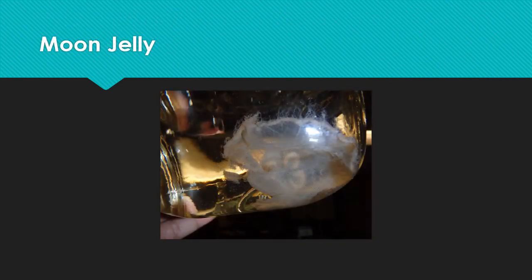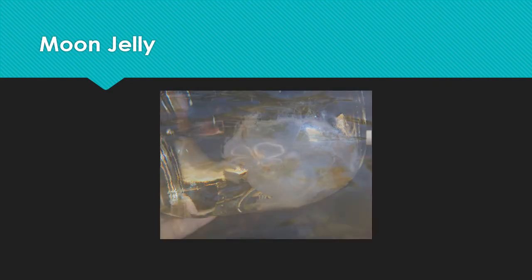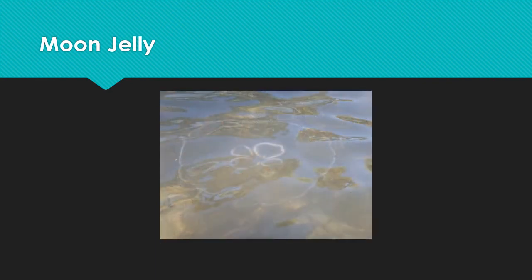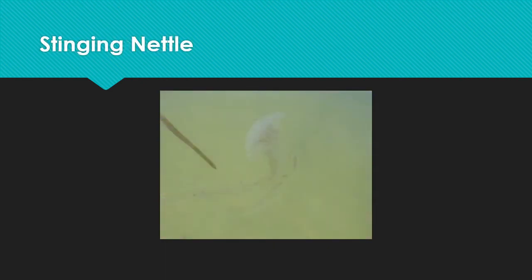The moon jelly is a very common jellyfish. The gonads are those center crescents. Here's one in the waters of Fort DeSoto. The stinging nettle is another common jelly that is found in our area. The jellies belong to the phylum Cnidaria.